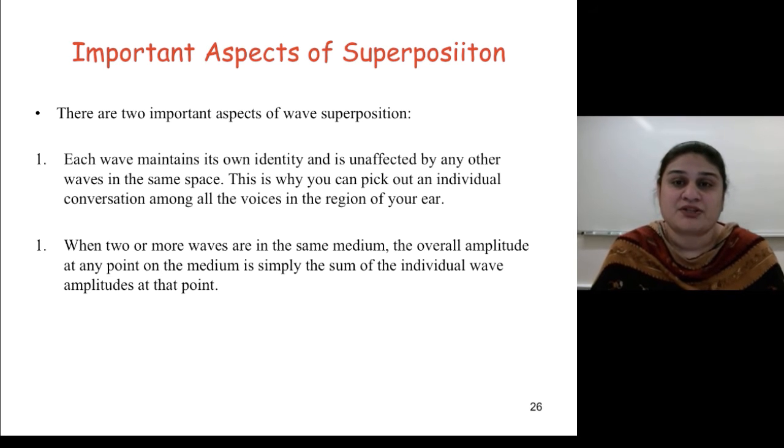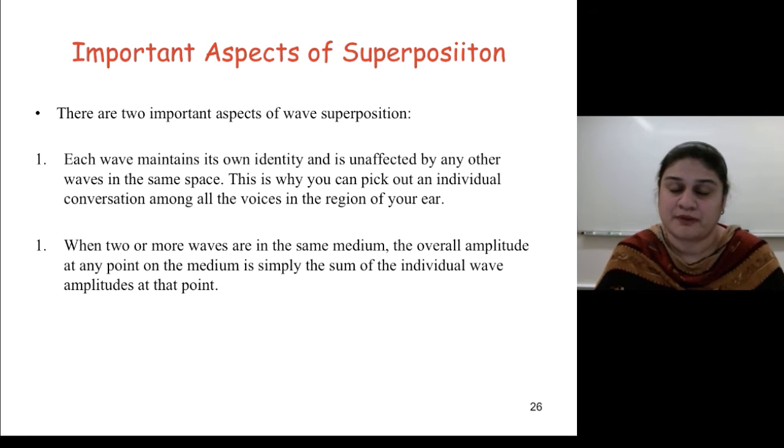Some important aspects of superposition are that each wave maintains its own identity and is unaffected by the other waves in the same space. This is why you can pick out individual conversations among all the voices in the region of your ears. When two or more waves are in the same medium, the overall amplitude at any point on the medium is simply the sum of the individual wave amplitudes at that point. And it's literally just the sum of the individual amplitudes. Just 1 plus 1 equals 2.